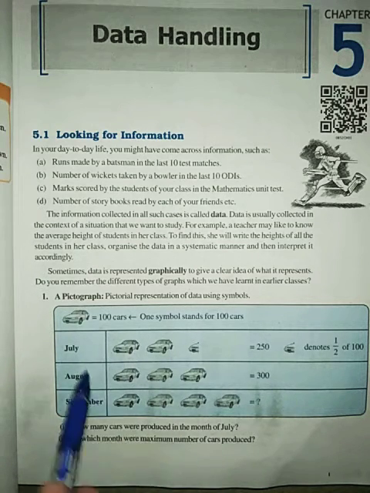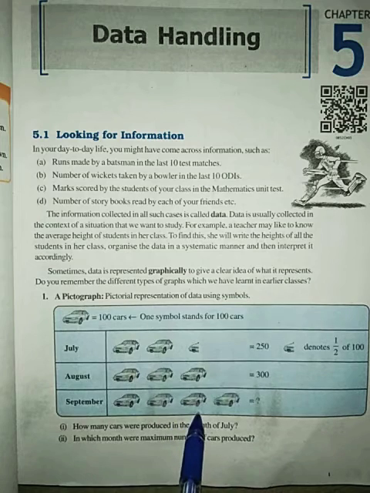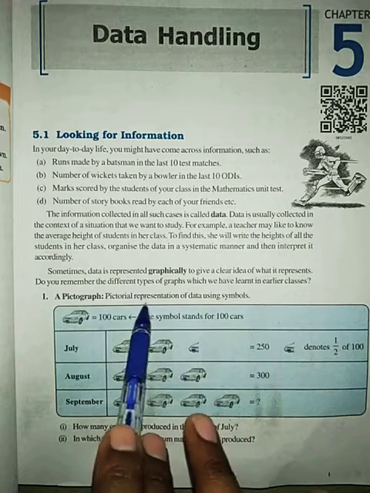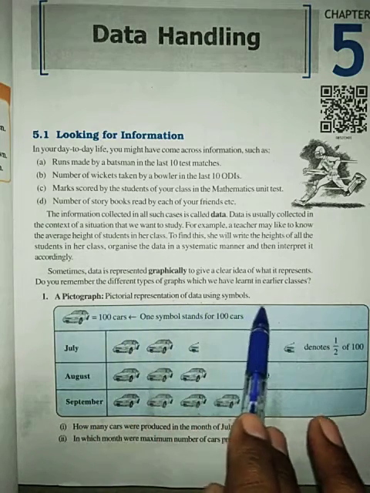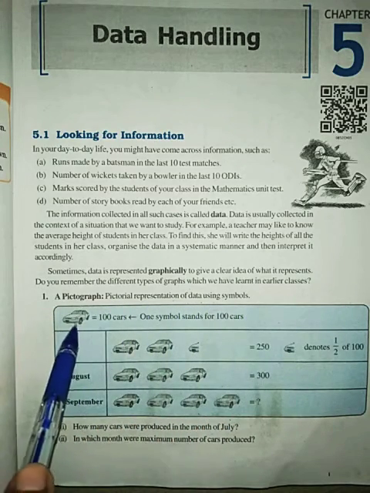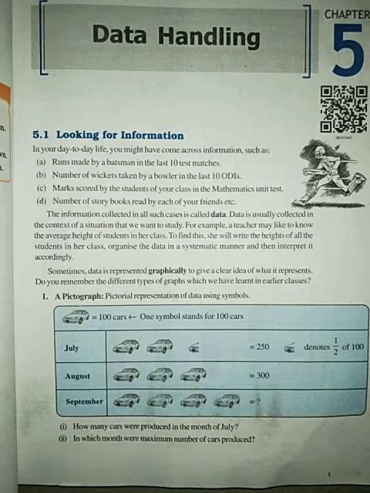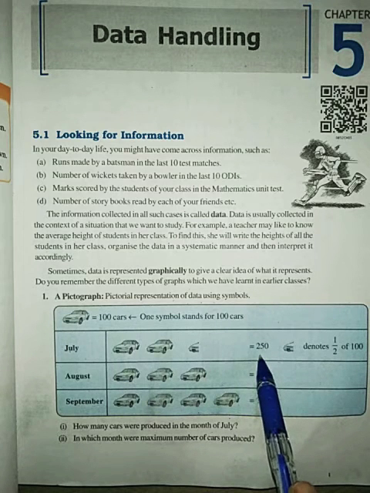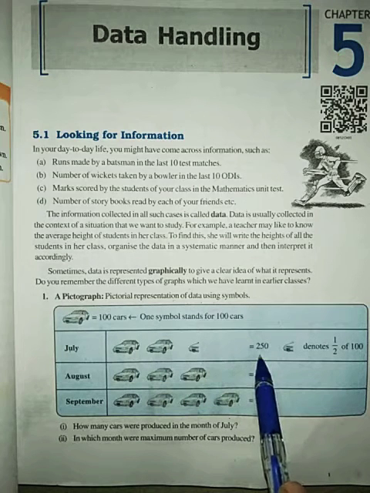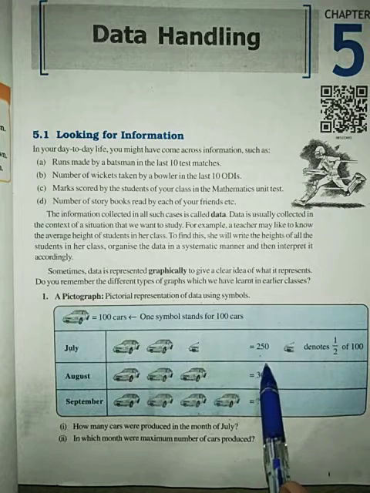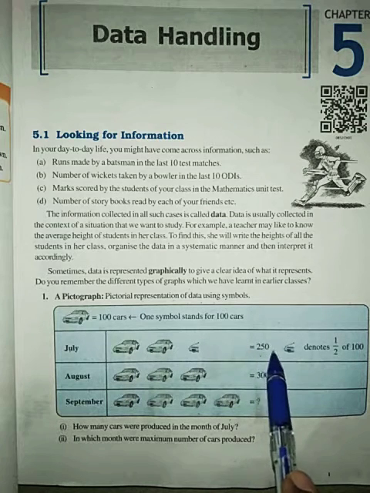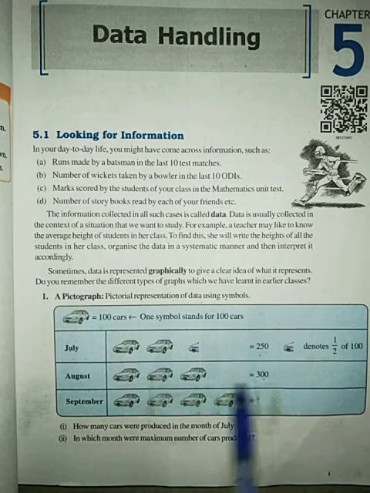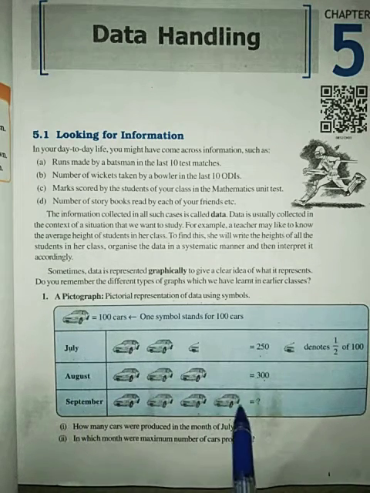See, pictorial representation of information is nothing but a pictograph: pictorial representation of data using symbols. Here, three months are given: July, August and September. In the July month, 250 cars are sold. Suppose one showroom is there. In that showroom, 250 cars are sold in July, 300 cars in August, and for September they are asking how many cars.